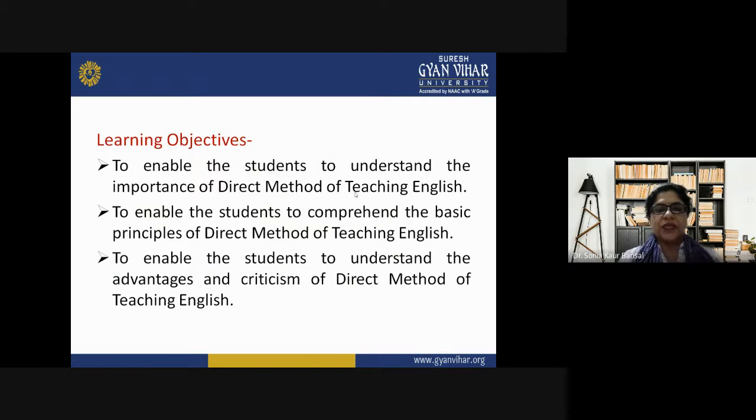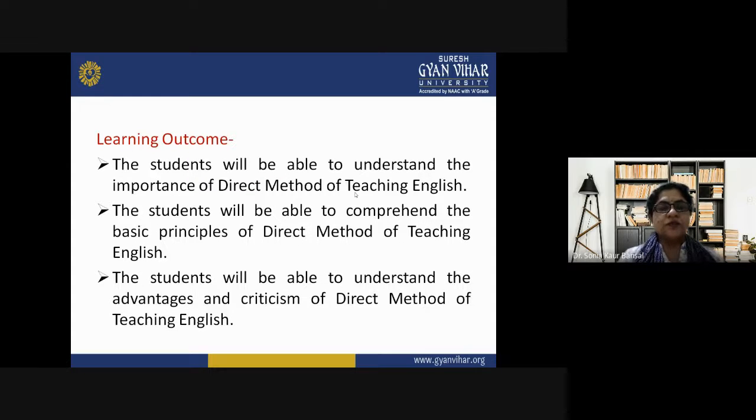My learning objective for today's class is to enable you to understand the importance of the direct method of teaching the English language, to comprehend the basic principles of the direct method of teaching English, and to understand the advantages and criticism of the direct method of teaching English. So let's start. What is the direct method and how does it work for English language teachers and learners? Let's understand it in an elaborative manner.